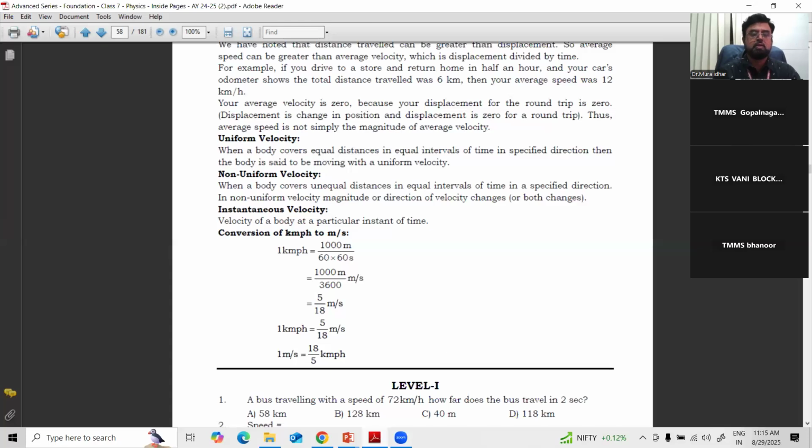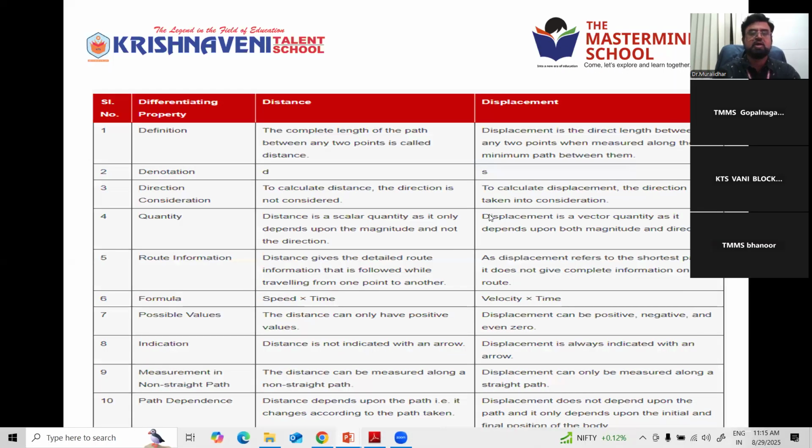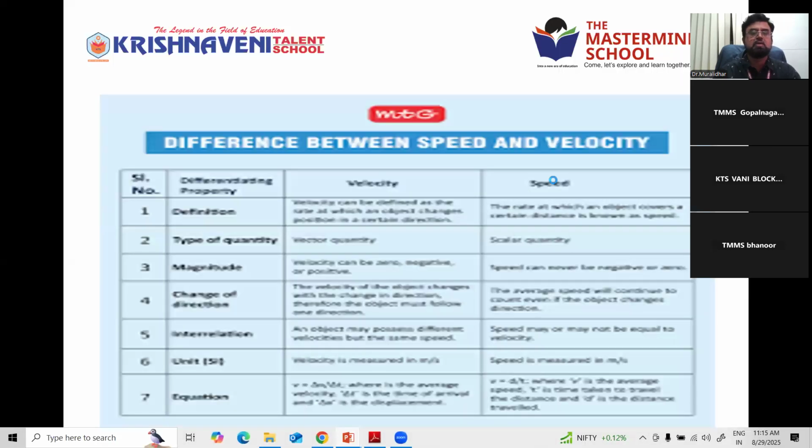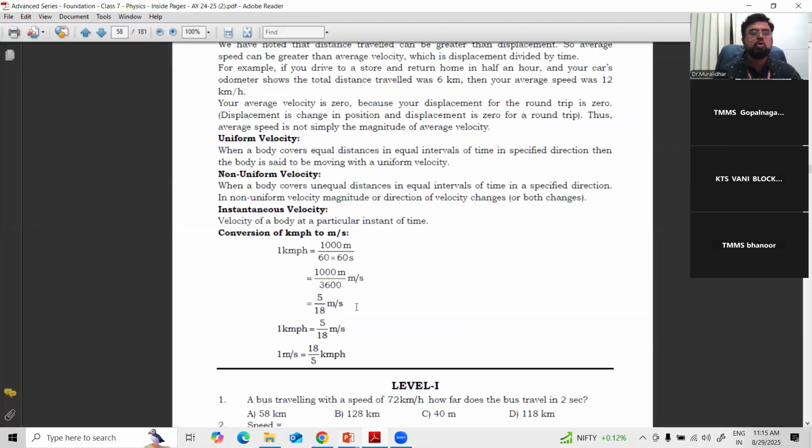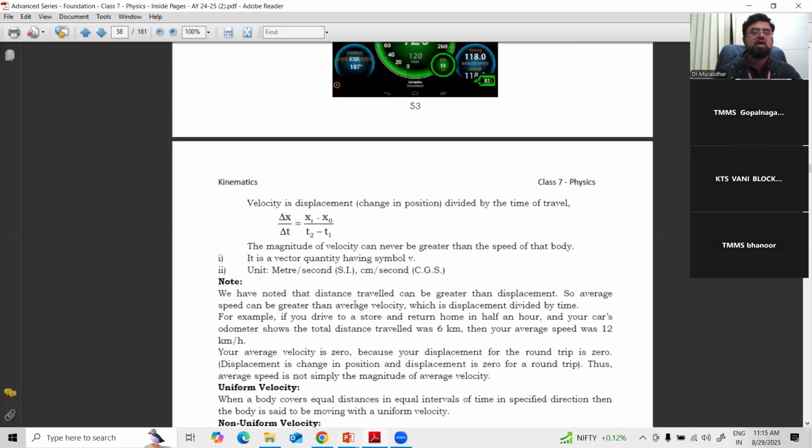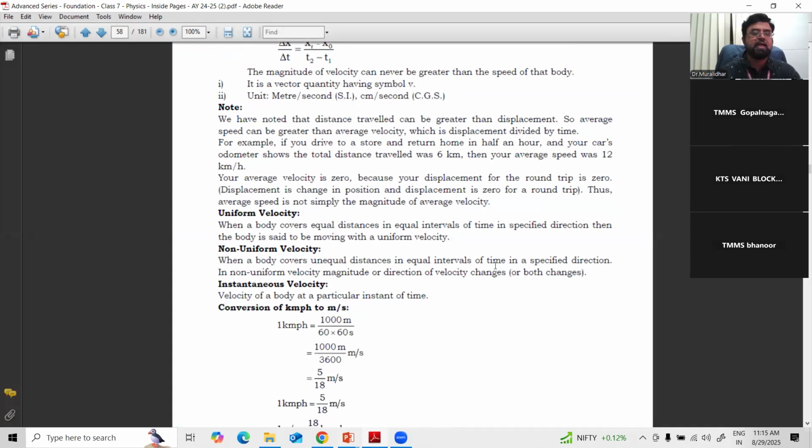Right, that is already there. Then when you see the differences here, I'll show you the difference between speed and velocity here. It's not so clear maybe. So speed and velocity also have a lot of differences, like distance and displacement. Okay, it's not clear. Later I'll show. Okay, so velocity is also defined the same way: the rate of displacement, or displacement by time.